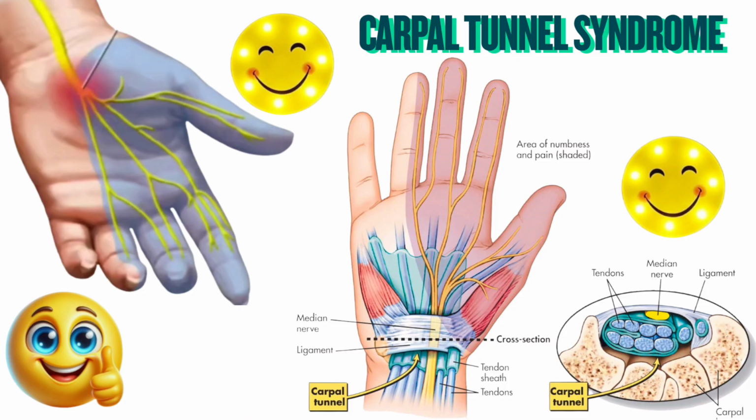In Phelan's test, ask the patient to flex both wrists and press the backs of their hands together. Tingling or numbness within a minute suggests CTS. In Tinel's test, tapping over the carpal tunnel produces electric shock-like sensations along the median nerve territory. While these tests help confirm suspicion, they are not completely reliable. Diagnosis always depends on the clinical picture.